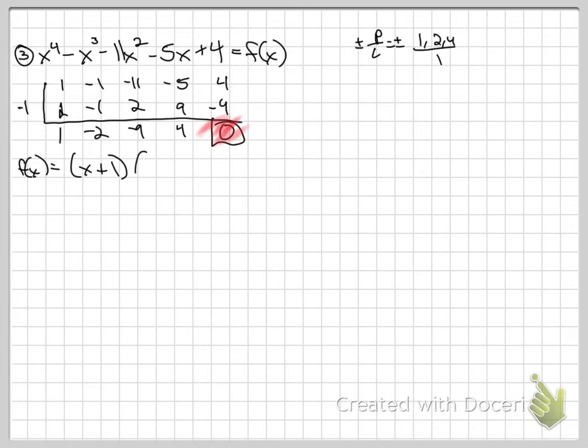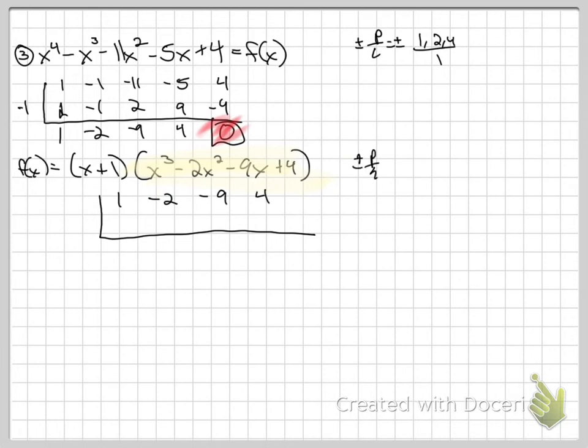And now I am down to, remember, it's 1 less. It was x to the 4th, so this is x cubed minus 2x squared minus 9x plus 4. This is not a quadratic yet. So now you have to do p over q again, but with those numbers instead. 1, -2, -9, 4. My p over q happens to be the same. Sometimes it gets smaller. 1, 2, 4. And -1 might work again, so you try -1 again.